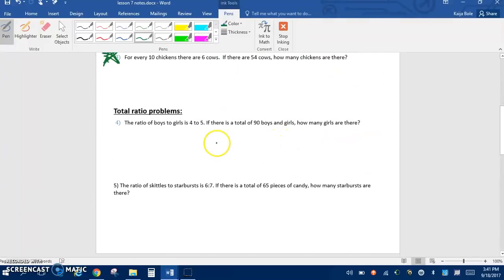Number 4 is about total ratio problems. So again, we're back to that key word of total. It says the ratio of boys to girls is 4 to 5. If there is a total, I'm going to highlight that, of 90 boys and girls, it's asking us how many girls there are. So we've got that keyword total. It's asking us how many girls, so when we think about what we're going to put on the side, we're definitely going to put girls because that's what we're trying to figure out.